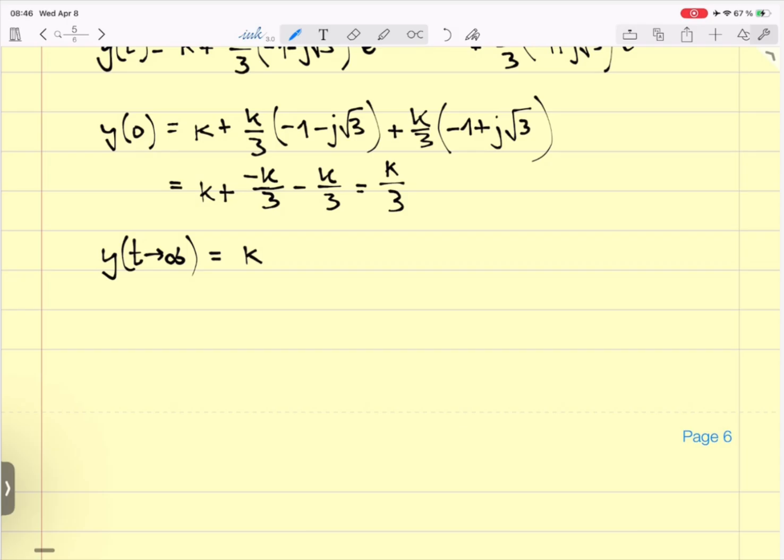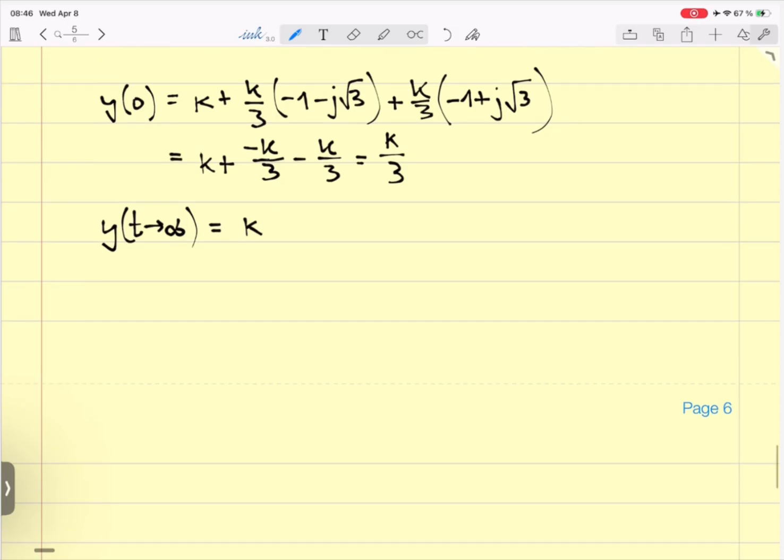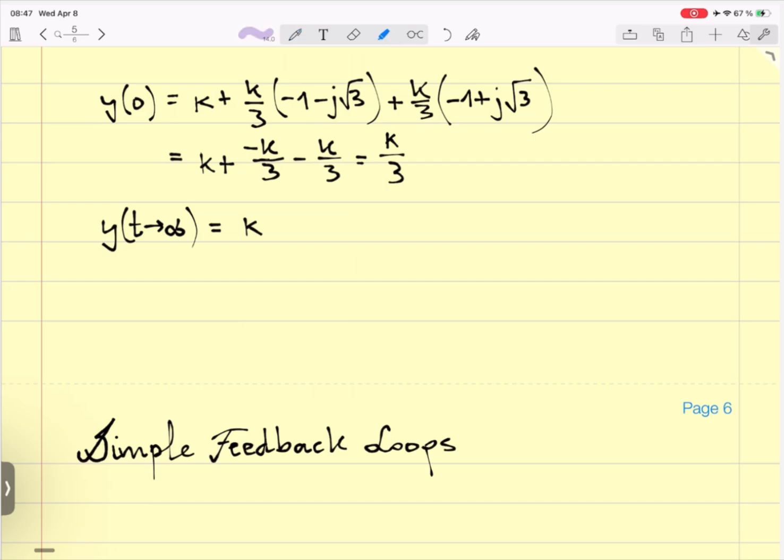Okay, so now we go to the simple feedback loop. And you will see, maybe you've heard of some concepts like Kanban in logistics. You will see that many logistics systems are just feedback loops. We're going to learn how to treat them mathematically.